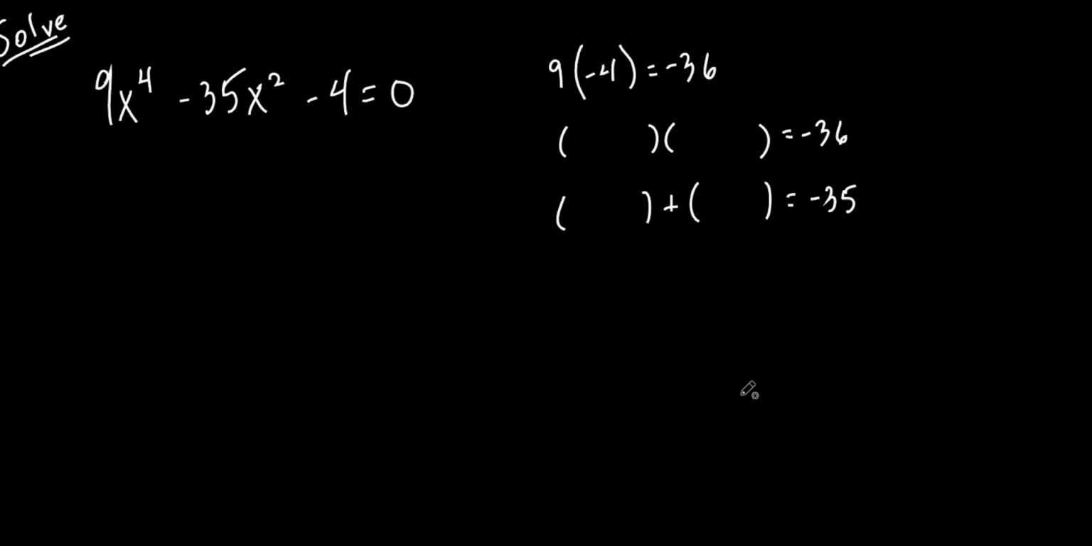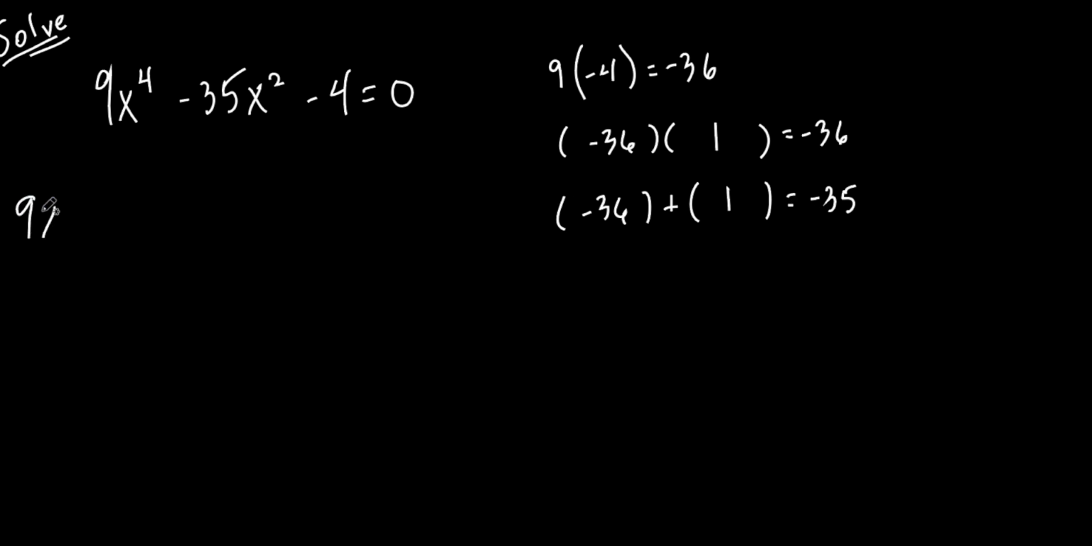36 and 1, right? 36 and 1, all right? But it's not just 36, it's what? It's negative 36, okay? So it's negative 36 and positive 1. Does it work? Yeah. These multiply to be negative 36. These add up to be negative 35. So what I'm going to do is I'm going to rewrite this, but instead of writing negative 35x squared, I'm going to write it with these other factors.